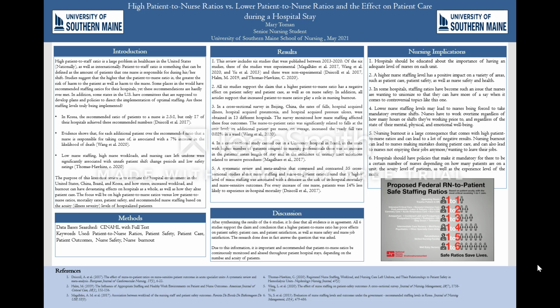The nursing implications that this topic has is that in some hospitals, staff ratios have become such an issue that nurses are wanting to unionize, like we see at Maine Medical Center. The main reason that nurses want to unionize is so that they can have more of a say when it comes to issues such as patient-to-nurse staffing.